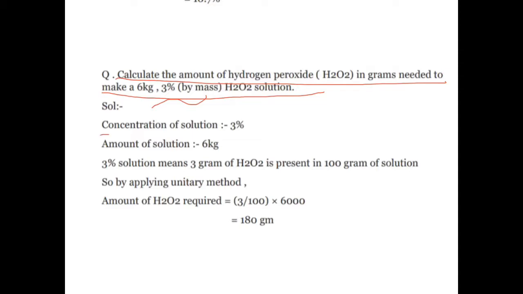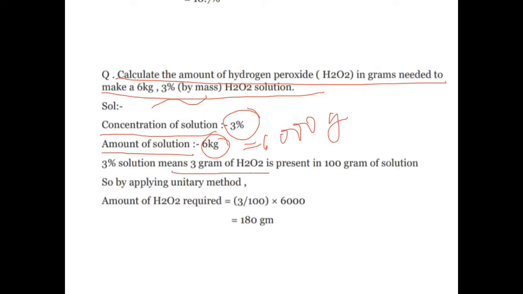Given is the concentration of solution, which is equal to 3%, and the amount of solution, that is the weight or mass of solution, is 6 kg, which is equal to 6000 gram. Now this 3% solution means that 3 gram of H2O2 is present in 100 gram of solution. We are assuming that we have 100 gram of solution, and 3% means we have 3 gram of H2O2 in it.